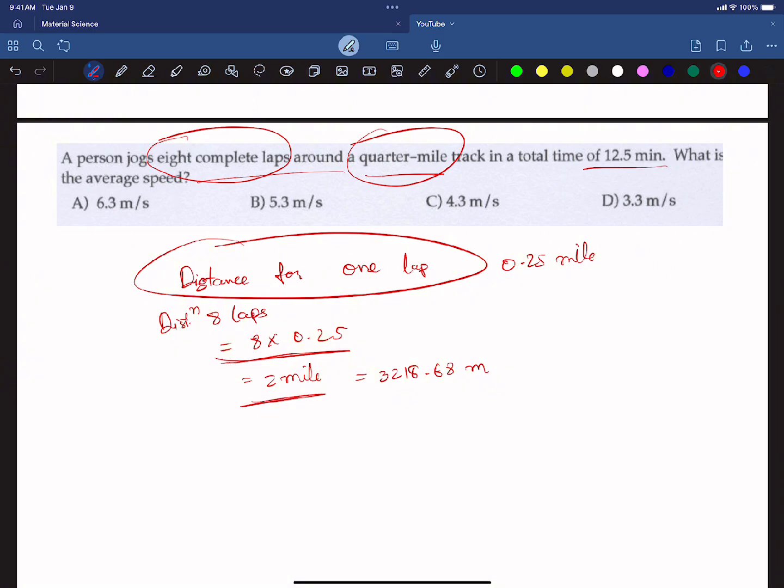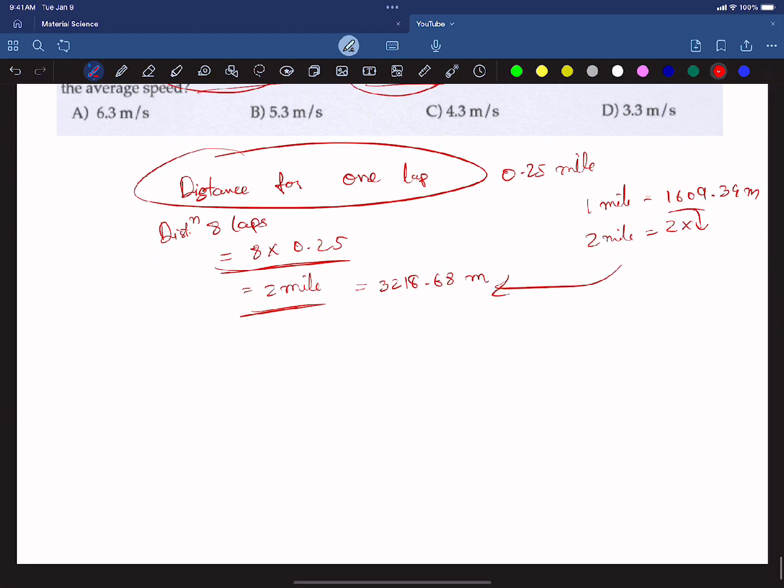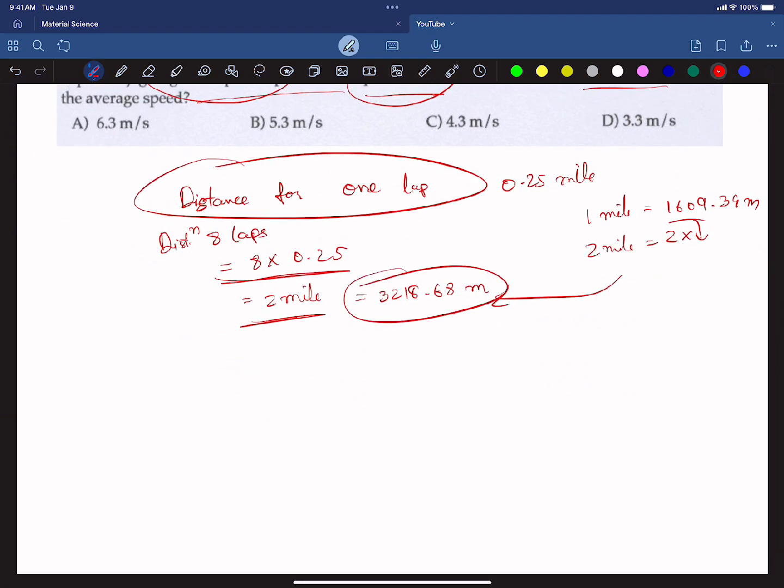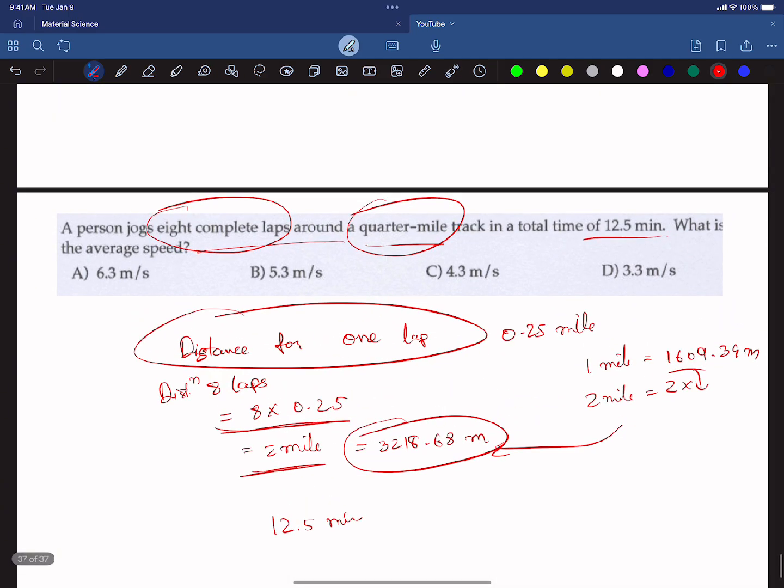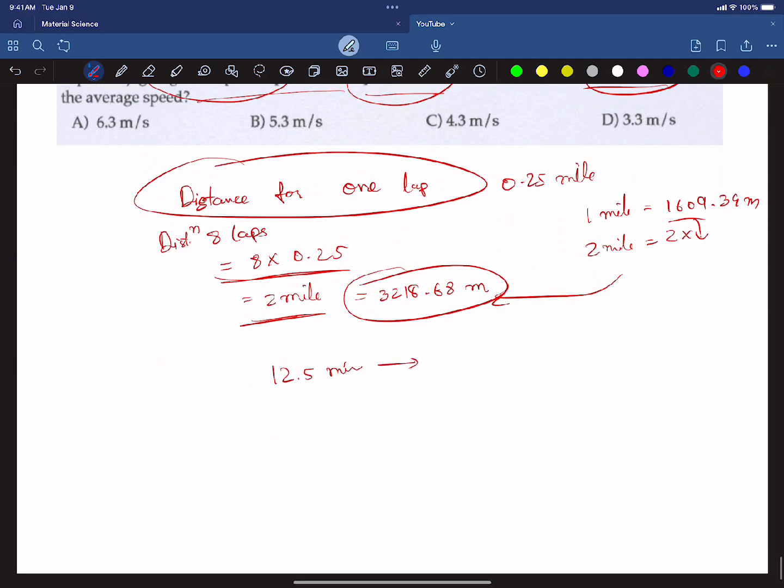So yes, 1 mile equals 1609.34 meters. So 2 miles is equal to 2 times this value, which will give you the total meters. Now we have the total distance, and we'll need the total time in seconds. So we'll convert this 12.5 minutes, which is taken from the question, into seconds. When you convert this into seconds, you will get 750 seconds.